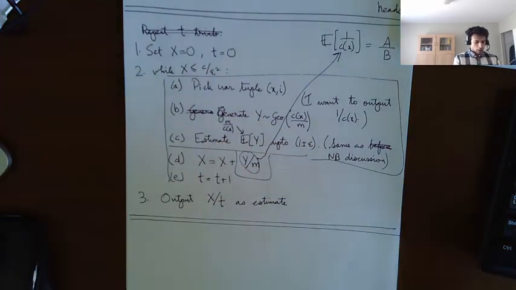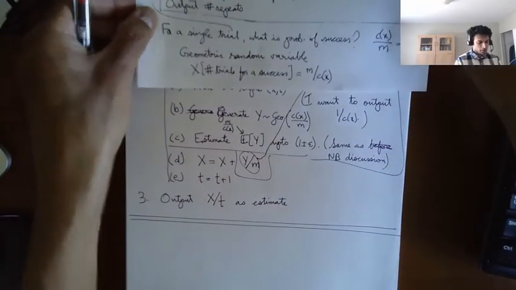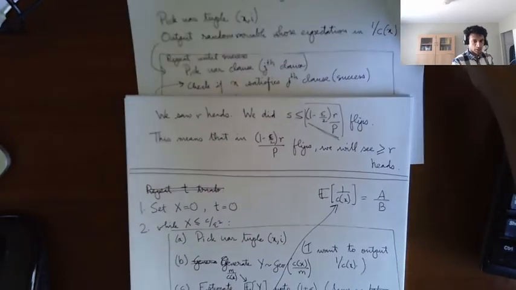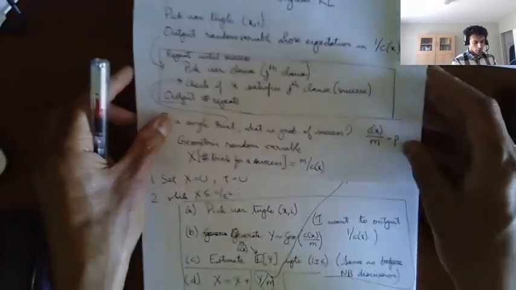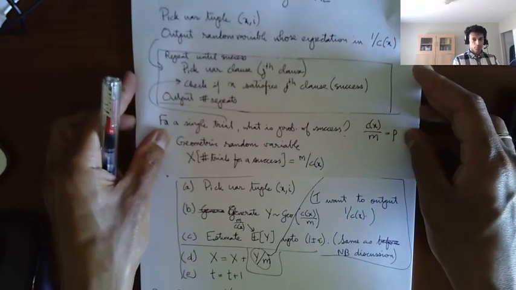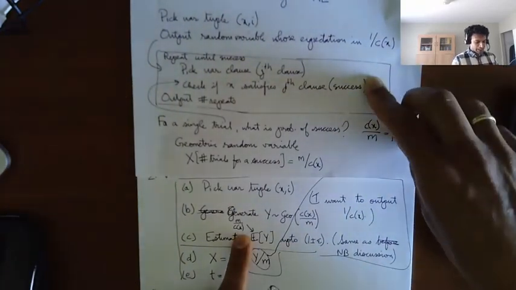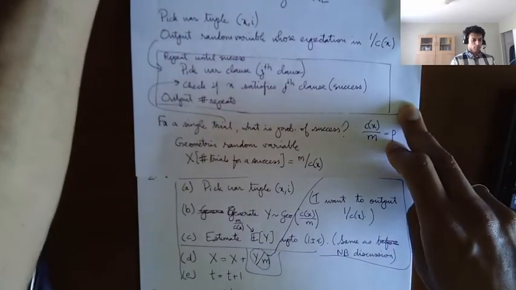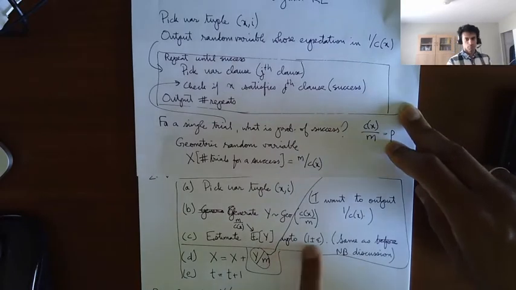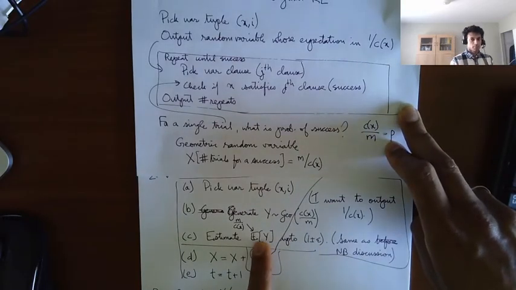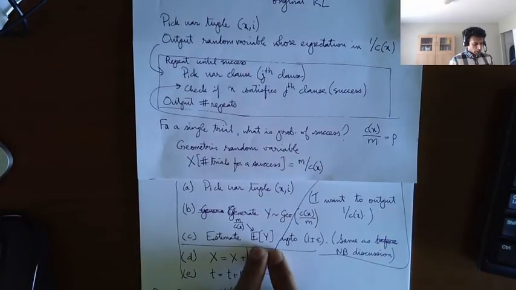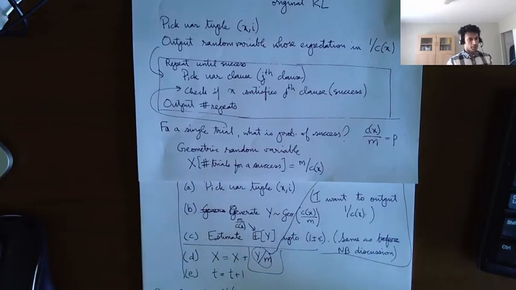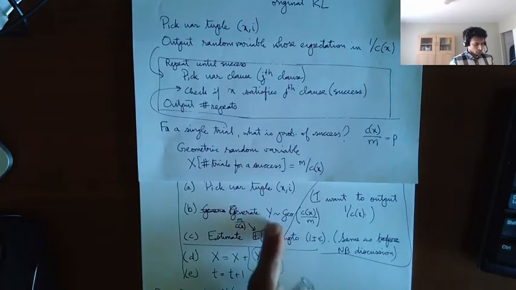Okay, can someone, given this description here, tell me in terms of the algorithm how am I going to do this? How do I estimate the expectation of y up to 1 plus minus epsilon for this geometric random variable?